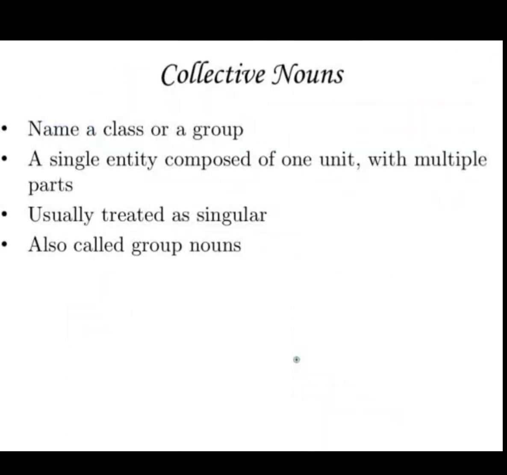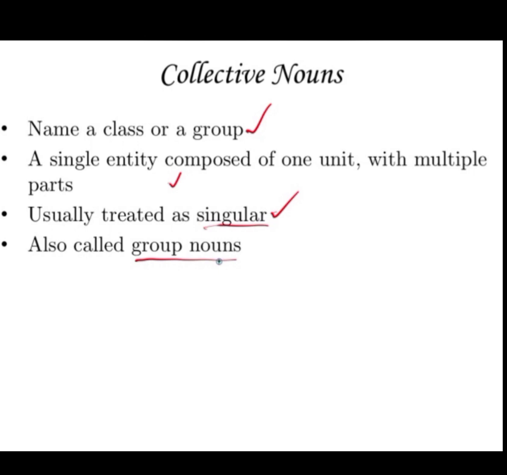All right, what about collective nouns? Collective nouns are a special kind of noun that name a class or a group. They are a single entity composed of one unit with multiple parts, usually multiple very similar parts. Collective nouns are usually treated as singular. You act like they're singular nouns even though they describe a group of several things. These nouns are also called group nouns because they describe groups.